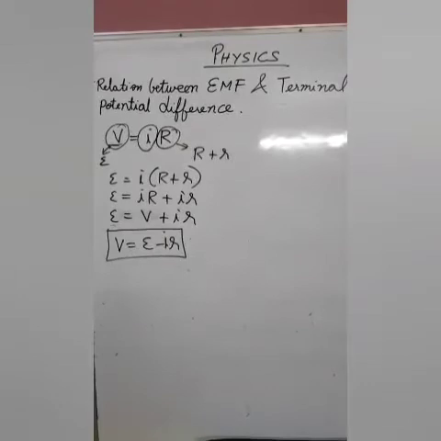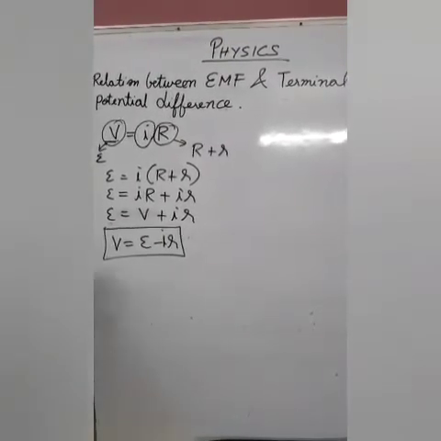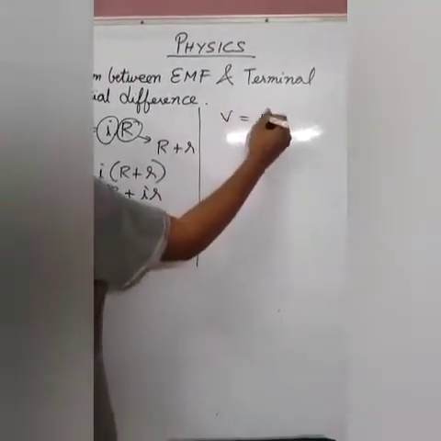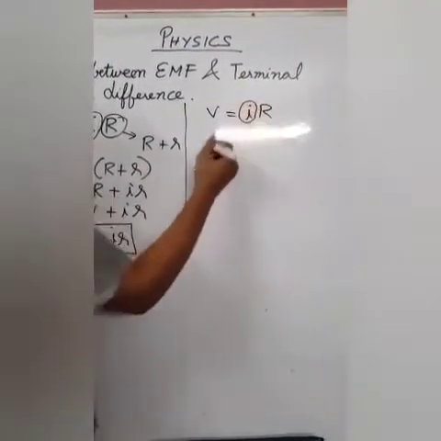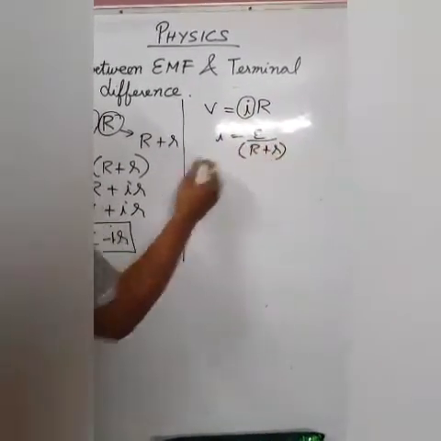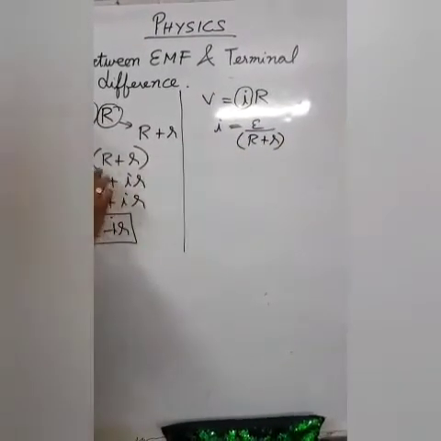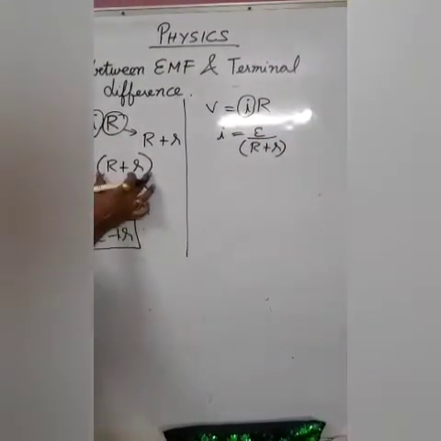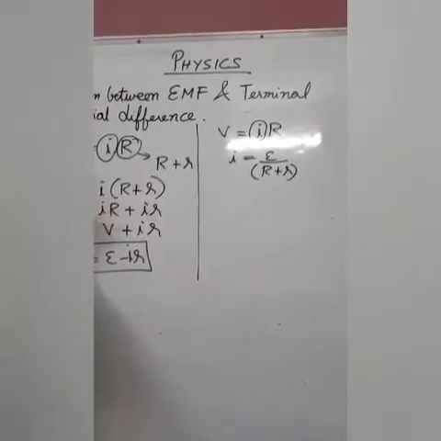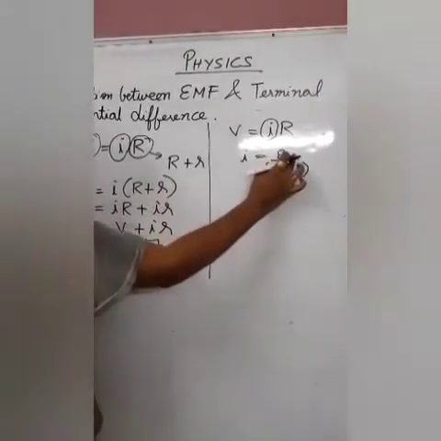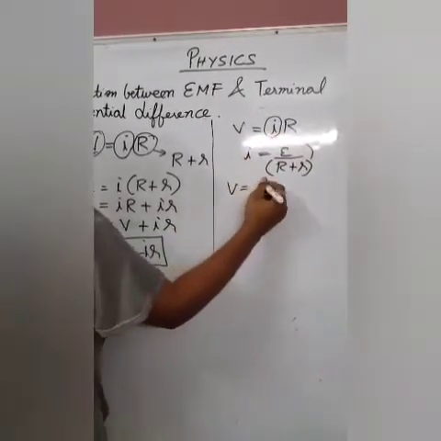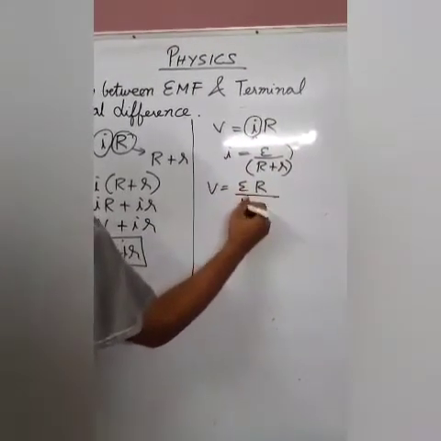Now further we are going to establish another relationship which is similar to this. As we know that V is equal to IR, now in place of I we are going to write I is equal to E upon (R plus r). This expression we can derive from the earlier expression: E is equal to I into (R plus r), so we can take (R plus r) down, and I would become E upon capital R plus small r. So I is equal to E upon (R plus r). This value we can put over here. So V is equal to ER upon (R plus r).